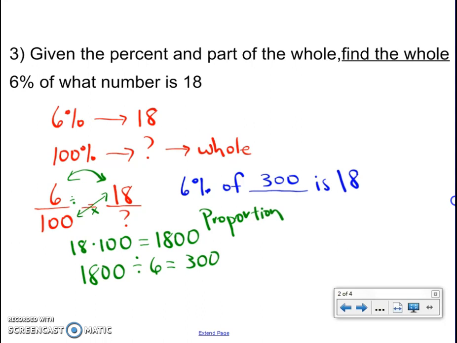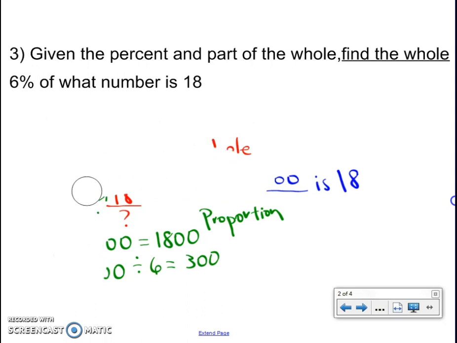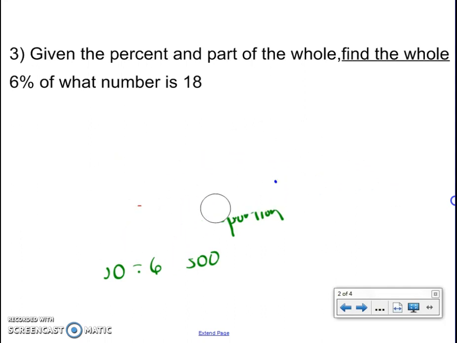The other way to look at it is to use something that's called the 1% method. There's also some decimal calculations you can do as well, but I'm just going to show you two different ones today. So the 1% method looks at the values that are up here. 6% of what number is 18, and it thinks about, well, if I can find 1%, then I can find any percent in the whole world.